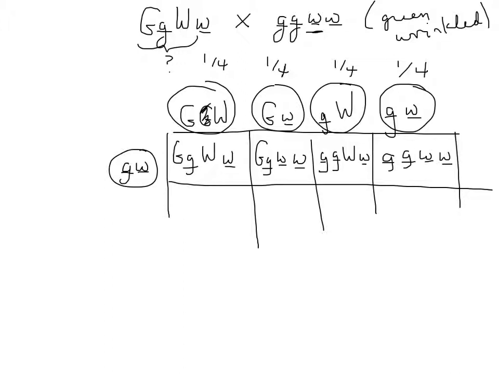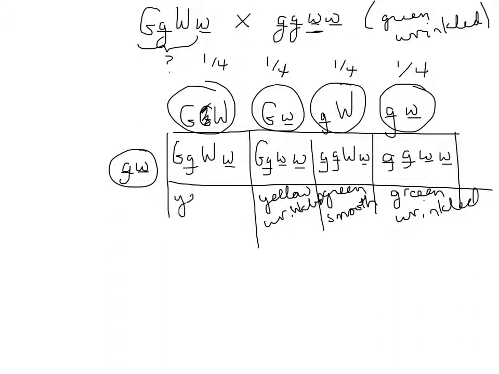Okay, this is homozygous recessive. It's green. It's wrinkled. Okay. This is green. And it's smooth. This is yellow. And it's wrinkled. Okay. And this is yellow. And it's smooth. So what do we see? I count 4 different phenotypes there, and they're going to be present in a 1 to 1 to 1 to 1 ratio.